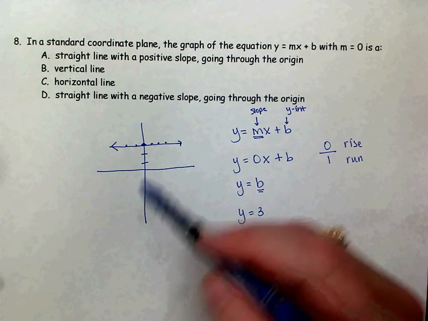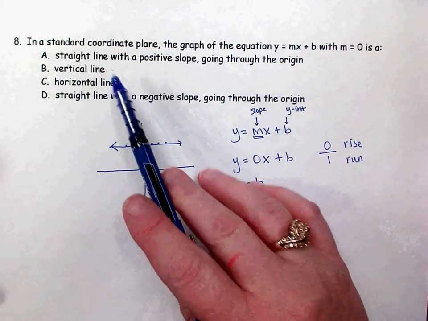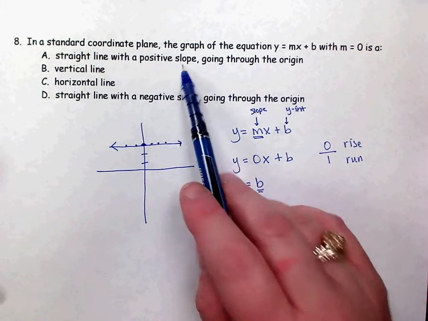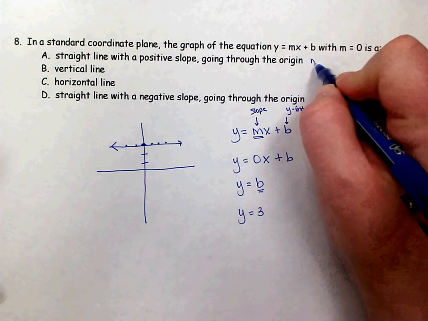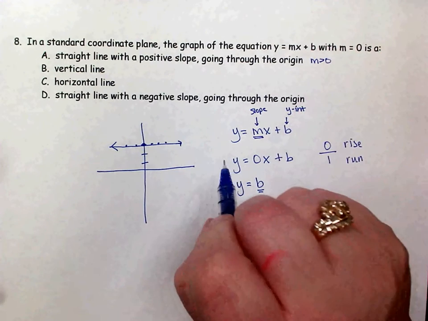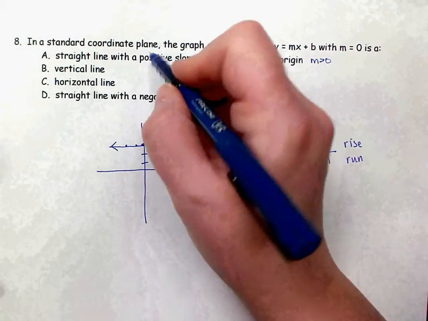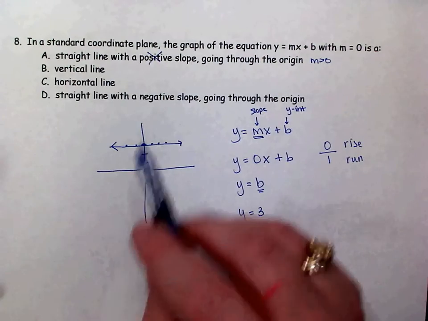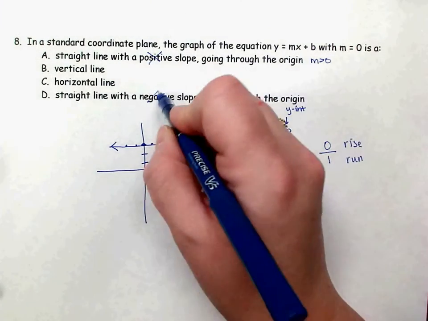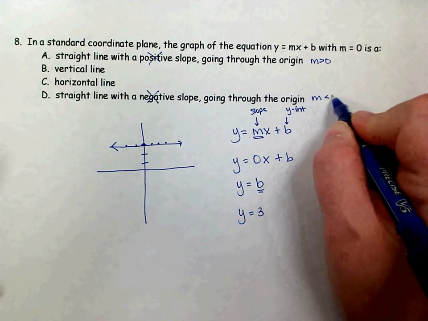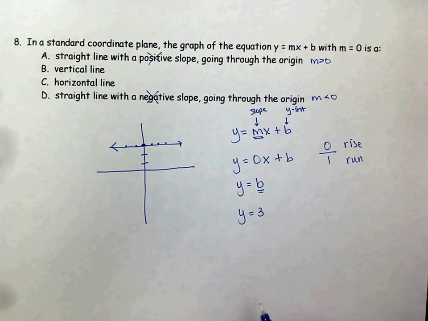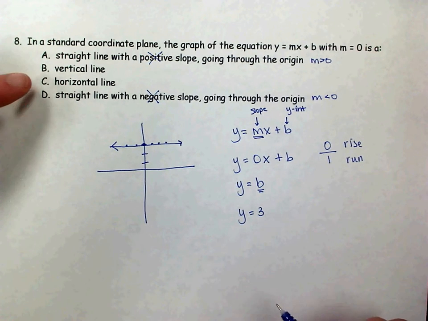Okay, so let's talk about the options that are not correct. A straight line with a positive slope would have an m that is greater than 0. Those are our positive numbers. So since m is equal to 0, that wouldn't work. 0 is not positive. 0 is also not negative. So m would have to be less than 0 for D to be the answer. So that just gives us a vertical and a horizontal line.